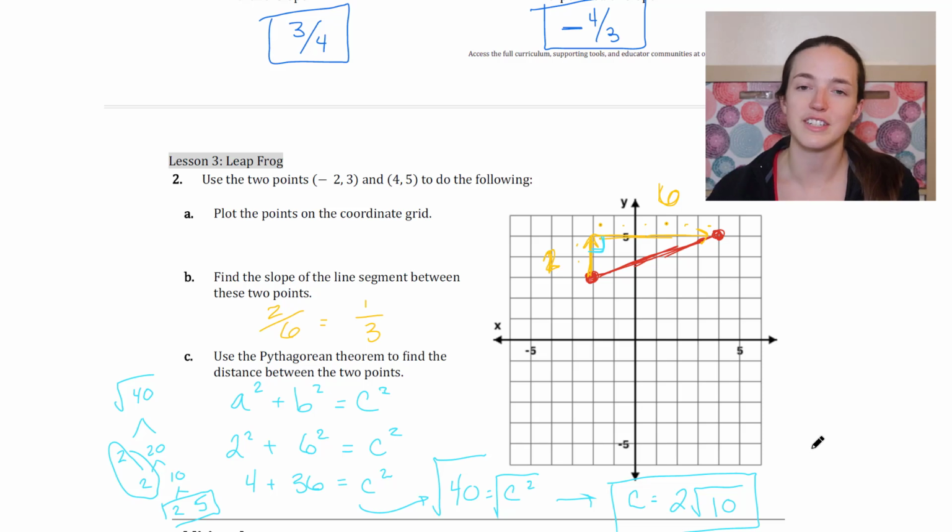Okay, there we go. So the distance or the length of that red line would be 2 square root 10. Would have been pretty hard to count by hand. Okay, cool.